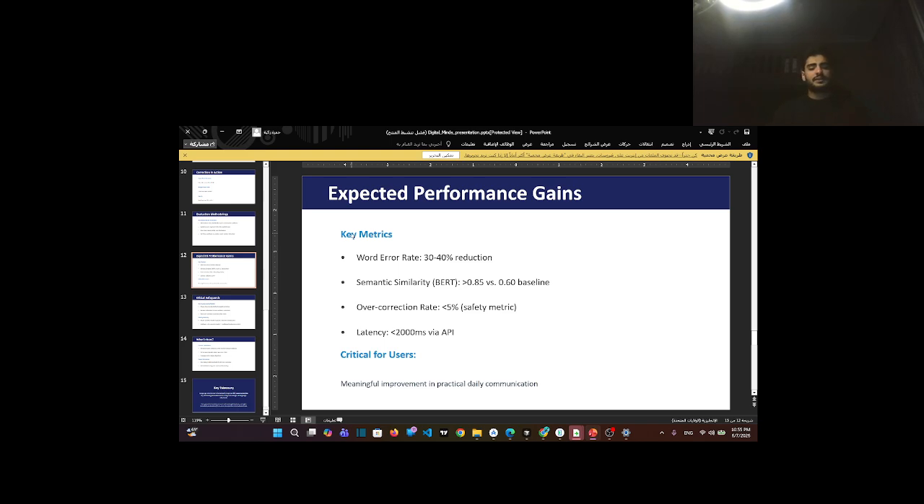Another important metric is the overcorrection rate. This should be below 5%. Overcorrection happens when the LLM changes something that was already correct or changes the user's meaning, and this is a major safety concern. Latency is also important. The target is usually less than 2000 milliseconds using an API. For real communication, the system must be fast enough to feel usable.